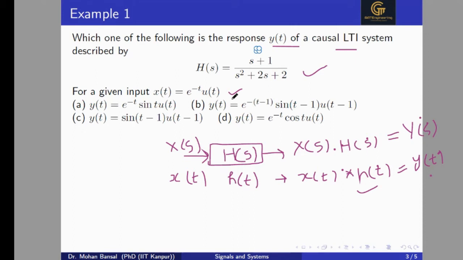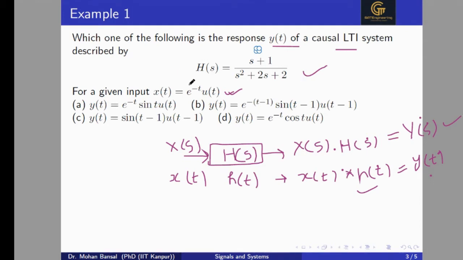Another way is that first you take the Laplace transform of x(t), then you multiply both of them, then you take the inverse Laplace transform of Y(s). There are two ways to solve it, but computing the multiplication is easier compared to the convolution. So we will use this approach, that is, Y(s) equal to X(s) H(s).